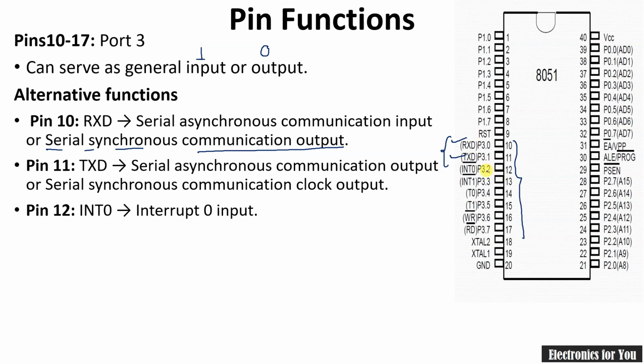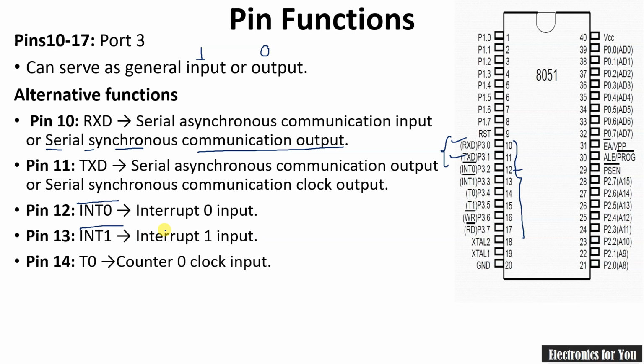Now the next pin is pin number 12. It is INT0 bar. INT0 bar indicates the interrupt 0 input. It is an external input which should be applied to the microcontroller as INT0. There are two interrupt signals, INT0 and INT1. So the next one will be INT1, the interrupt 1 input.